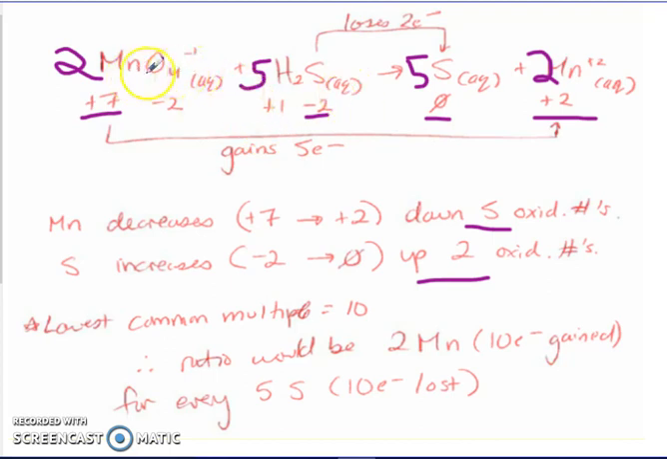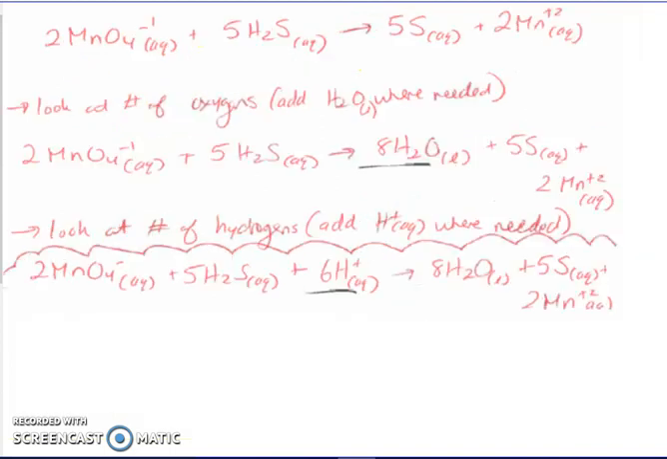So the next step here is we need to balance out our oxygens and hydrogens. So let's check out how we're going to do that. Here are the coefficients like we just added in the last step. Now we're going to balance out the number of oxygens. We are not going to change any coefficient numbers that are here currently. What we need to do is add waters where they're needed.